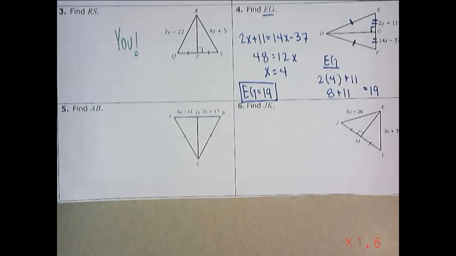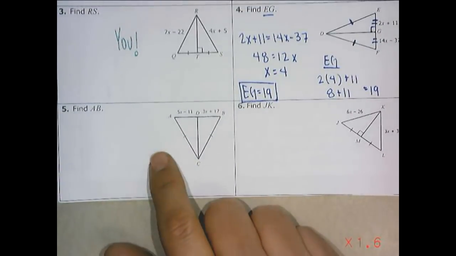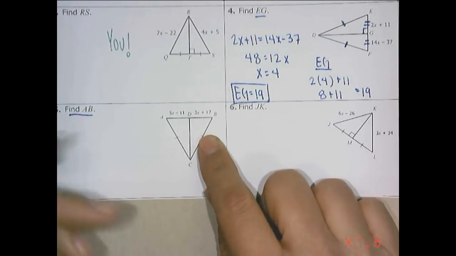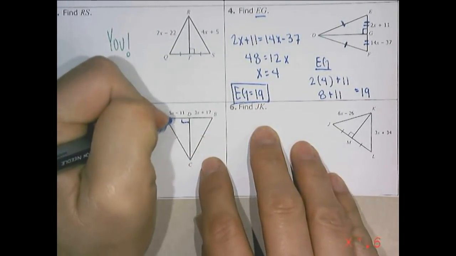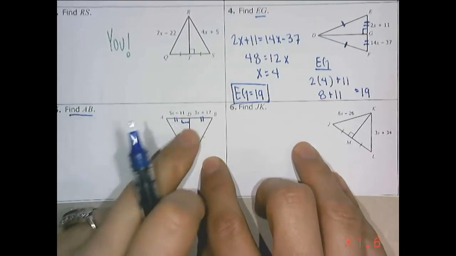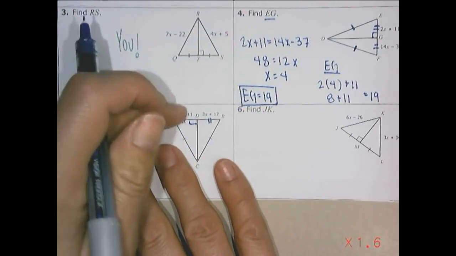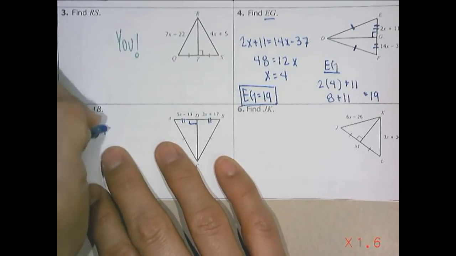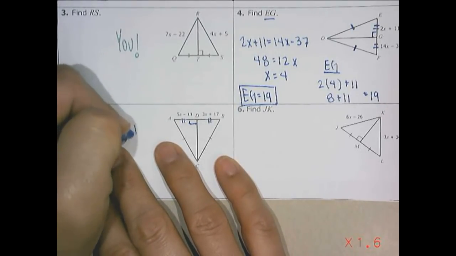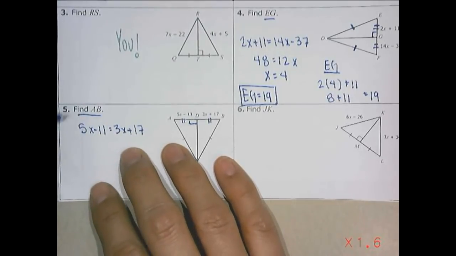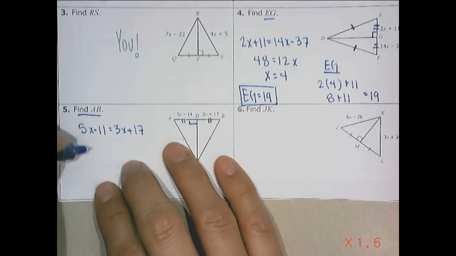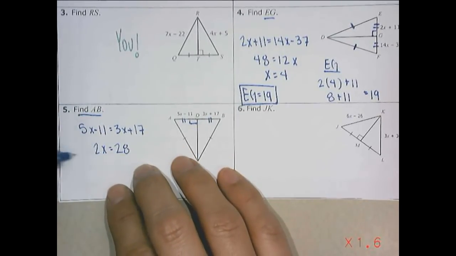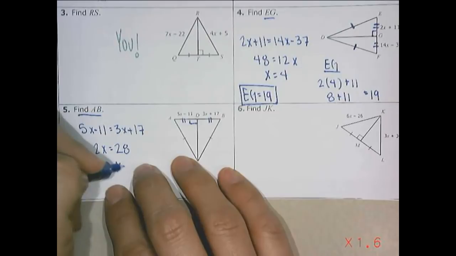All right, and then I will go ahead and do number 4 with you. This time it's asking for AB. So again, I see that it's an isosceles triangle, so I know those are 90 degrees and I know these are equal. I'm going to solve for x by setting these two congruent pieces equal to each other. 5x minus 11 equals 3x plus 17. I'm going to move things around, and I'm going to end up with 2x equals 28. I'll divide by 2 and get x equals 14.